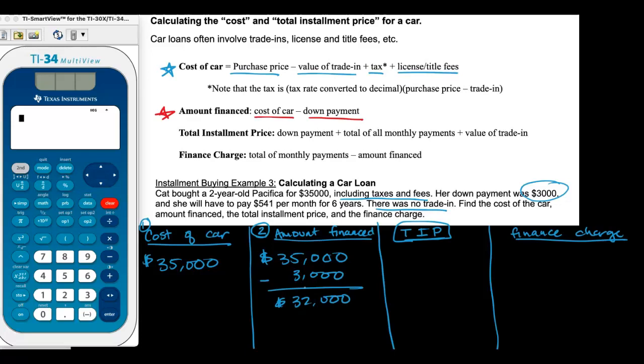Okay, and so now to find the total installment price, our third step, we can go down to the third formula on our list here. The total installment price is adding up everything that Kat has paid for this car, whether it be in the form of payments or trade-in or down payments, basically everything. So we're going to just follow this formula. We take the down payment, so $3,000, plus the total of all monthly payments.